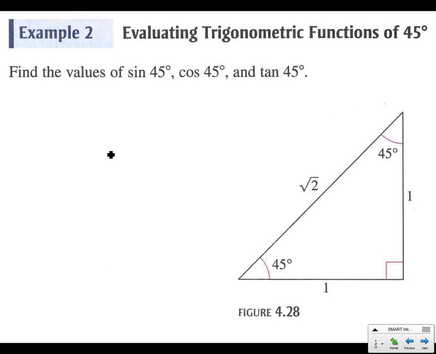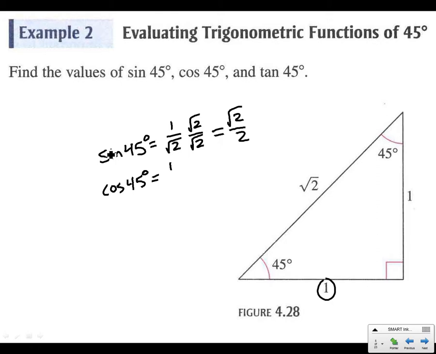Okay, let's find the values of sine 45, cosine of 45, and tangent of 45 if we're given all the sides. So sine of 45 is opposite 1 over hypotenuse, root 2. Got to clean it up. Okay, so we end up with root 2 over 2. And that should look very, very familiar from the unit circle. Cosine of 45 is the exact same thing because it's also 1 over root 2, which, as we did above, turns into root 2 over 2, which is also the x value at 45 on the unit circle.